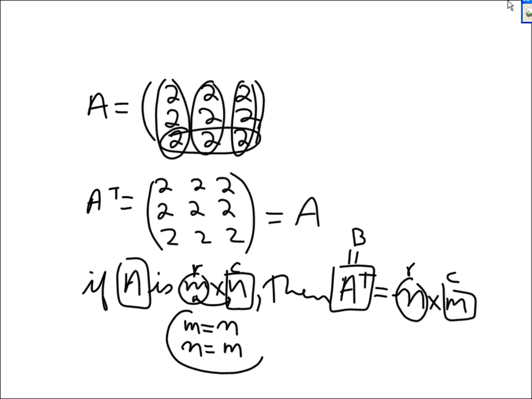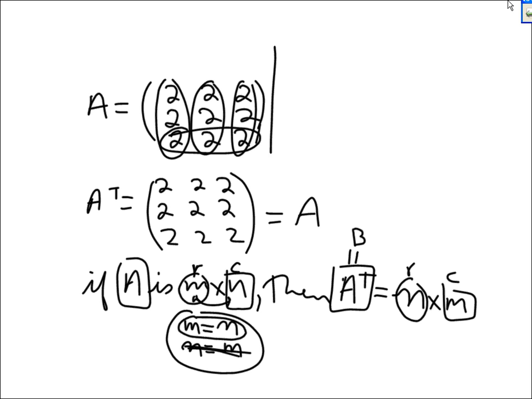Well, those two statements are redundant. You just need one of them. M must equal N. Oh, you mean for A and A transpose to be equal, A had better be a square matrix. It's not guaranteed, but if A is a square matrix, then you're okay.